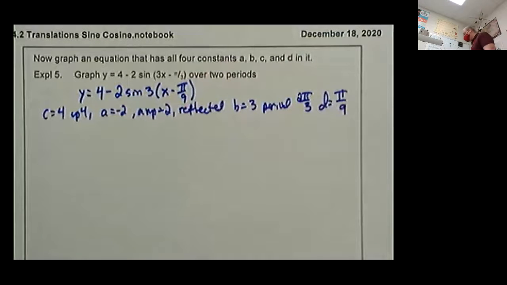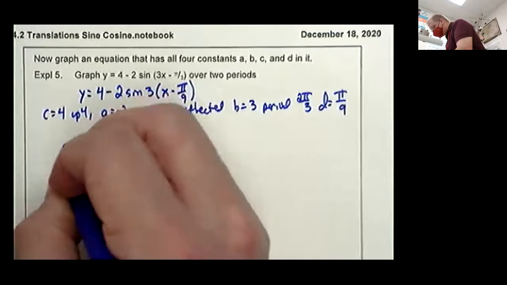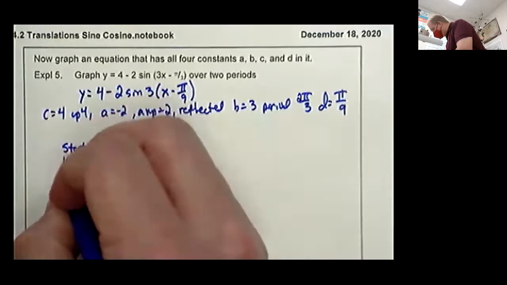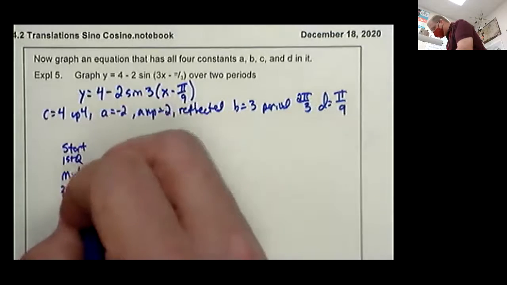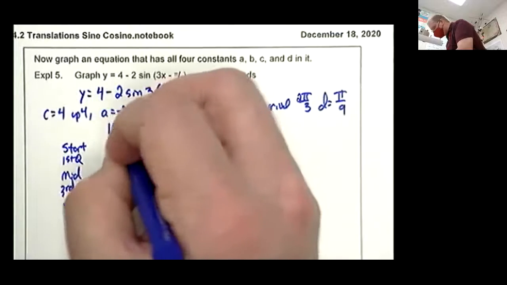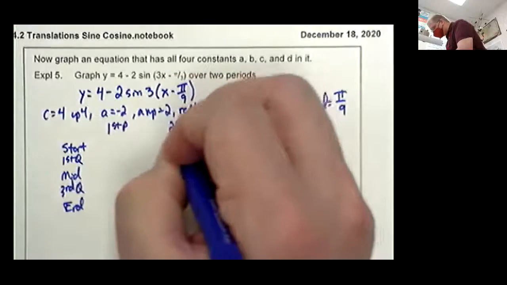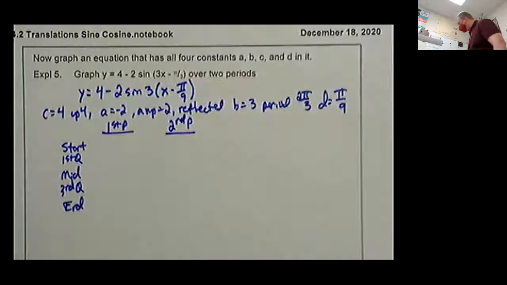Here it's really important that we be very careful and very deliberate about making the correct points. So we have our starting point, our first quarter, our midpoint, our third quarter, and our end point. And we need to do that for our first period and our second period. And then we'll sketch our graph.